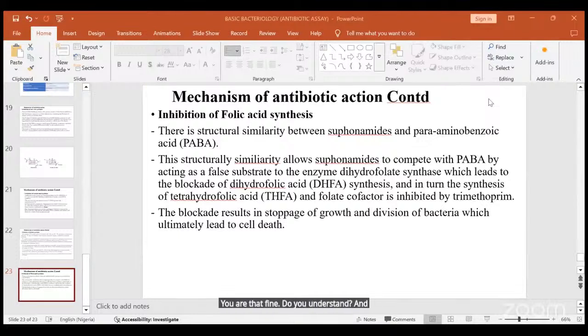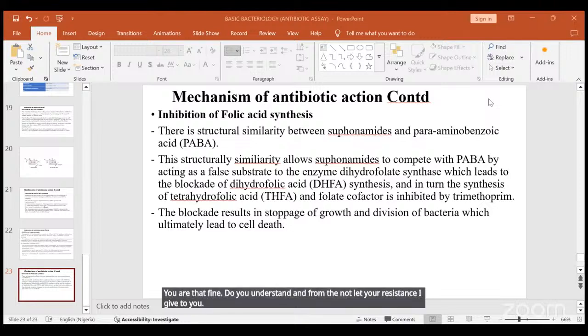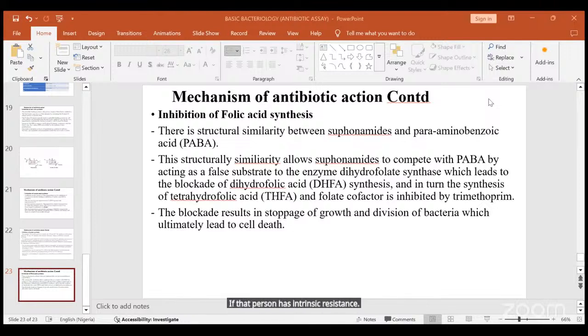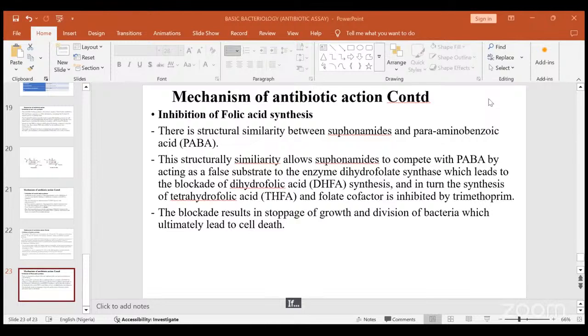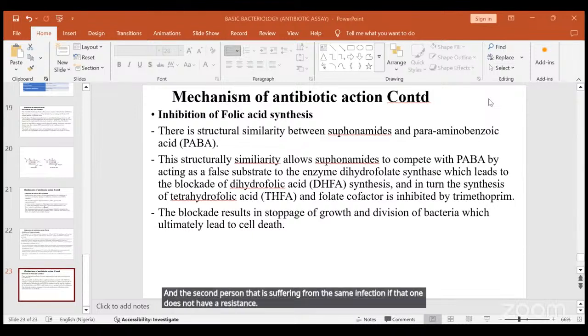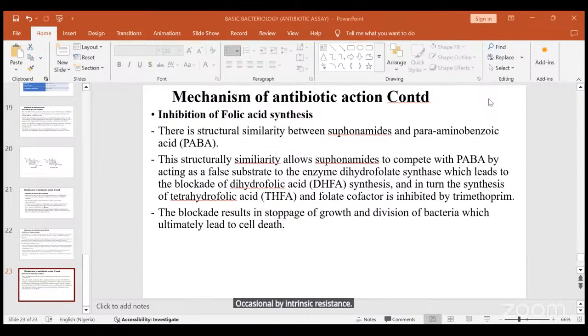And from the knowledge of resistance I gave to you, if that person has intrinsic resistance and I do not have intrinsic resistance, what do you think will happen to that chloramphenicol? If the person has intrinsic resistance, it will not work for the person, because there is no binding site for that drug in him. And the second person suffering from the same infection, if that one does not have resistance occasioned by intrinsic resistance, that means it will work for him.